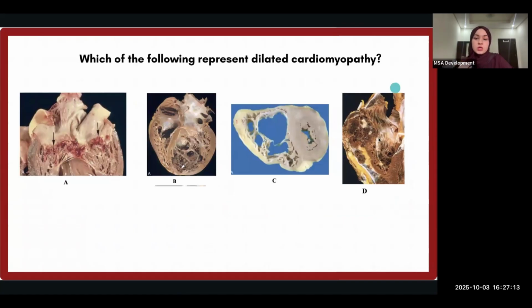Next, we have questions. Which of the following represent a dilated cardiomyopathy? Hopefully you guys said B. This is the arrhythmogenic right ventricular cardiomyopathy. You can see, by the way, I don't know if I said this, but you can see the right ventricle here is very thin. So think of right ventricular arrhythmogenic.